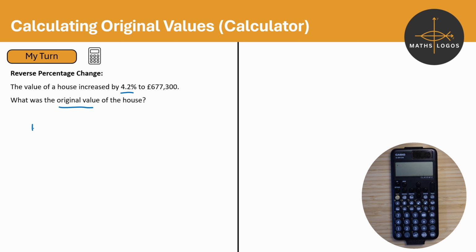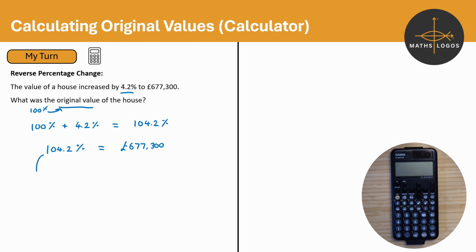Well, we always consider the original value of the house to be 100%. And if we've gained 4.2%, that means the new value of the house is equivalent to 104.2%. So what I can say is that the 104.2% is equal to the new value of the house, which is this. And I want to find the original value. In other words, I want to find what 100% was.